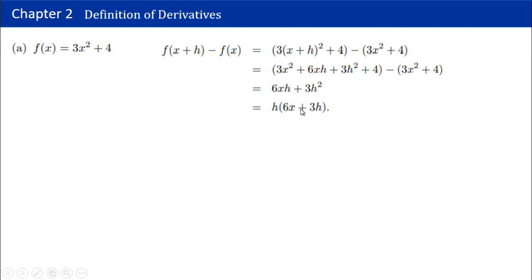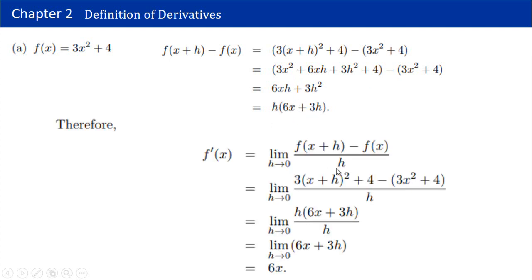Why do we need to factor? Because in the denominator, we have h. So by having this limit of f of x plus h minus f of x, which is this result, over h, we have h times 6x plus 3h over h, then that will be cancelled. This means that as h goes to 0, we've got 6x plus 3 times 0, that is equal to 6x. So therefore, the derivative of 3x squared plus 4 is equal to 6x.